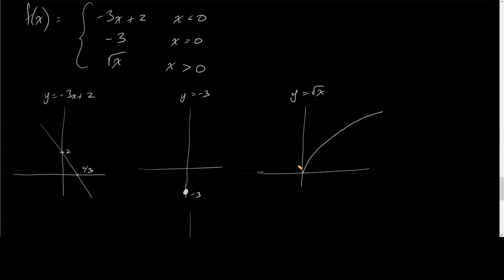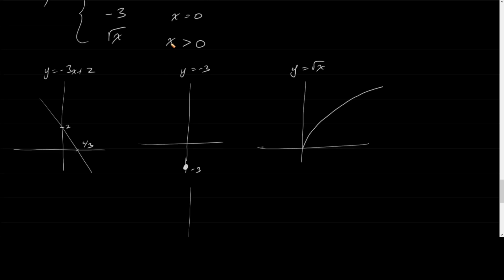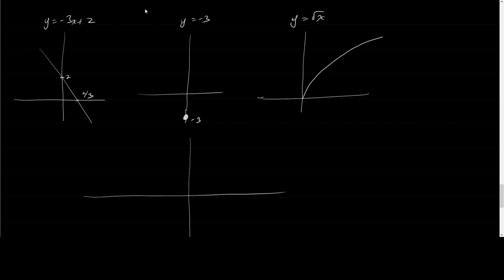We said that we're going to take -3x plus 2 for the values where x is less than 0. So it's going to look something like this. I'm just copying this piece right here, not including what's happening at 0.